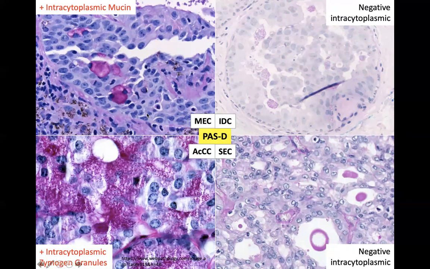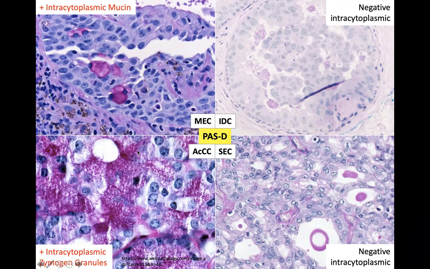zymogen. So on the top left, the mucin is very homogeneously staining, as you might expect from mucin. Whereas in the acinic cell on the bottom left, you're picking up the granules, the pre-digestive enzyme granules in their little vacuoles or lysosomes or whatever they're in. And they are more punctate, more spotty, rather than this homogeneous mucin.